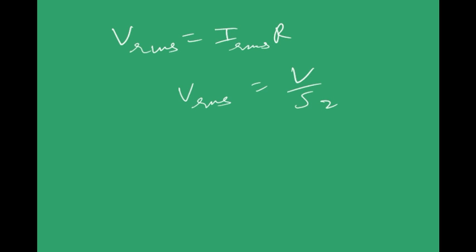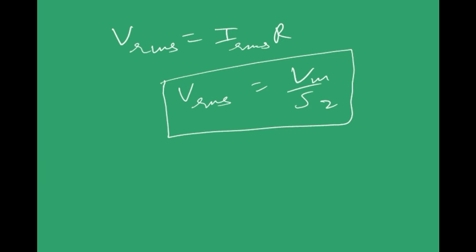Similarly, you have something called RMS voltage, which is nothing but current RMS into the resistance. And since IRMS is nothing but Im by root 2, similarly we have VRMS as Vm by root 2. The maximum voltage by root 2. This will be the VRMS.